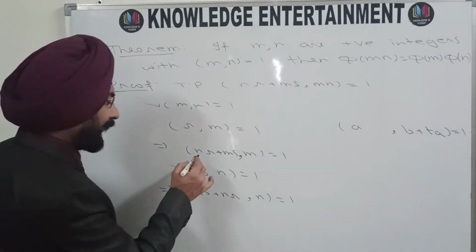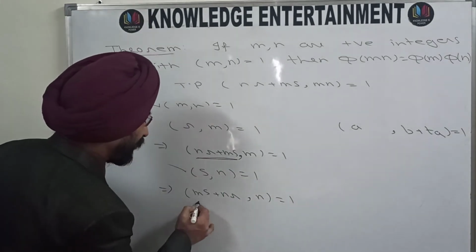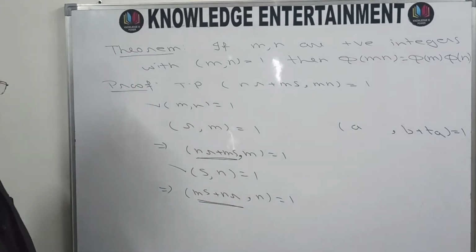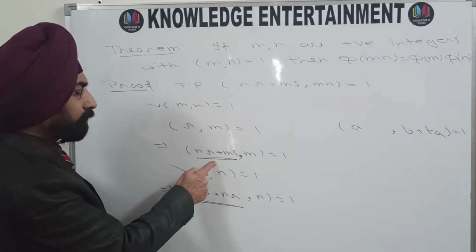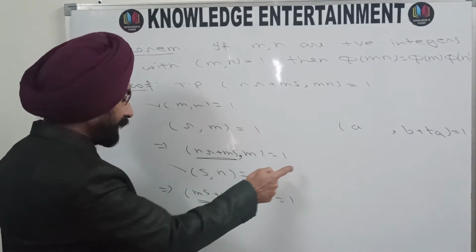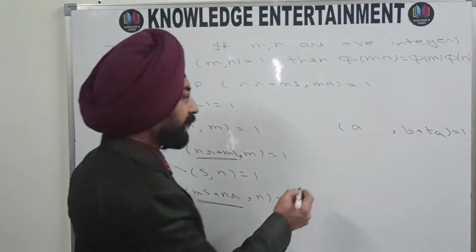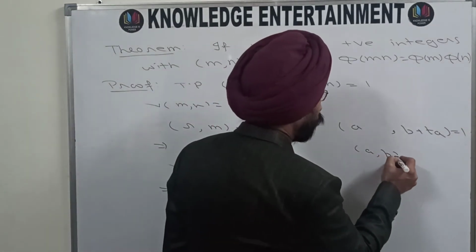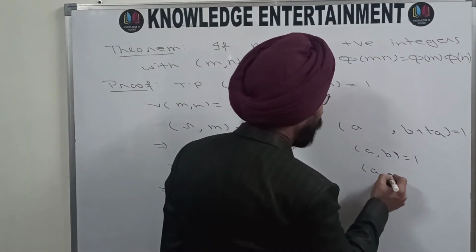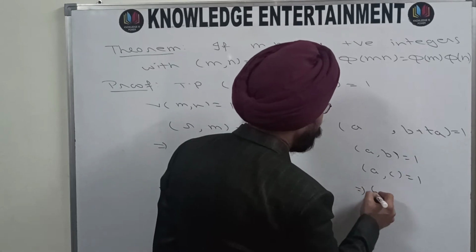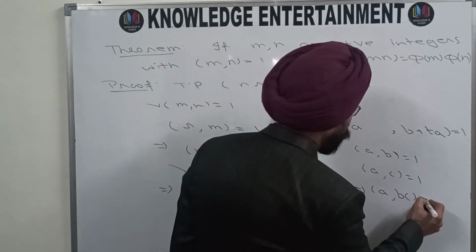Now look, nR plus mS is here, nR plus mS is here. GCD of nR plus mS with m is 1. GCD of mS plus nR with n is 1. And if GCD of a and b is 1, GCD of a and c is 1, definitely GCD of a and bc is 1.